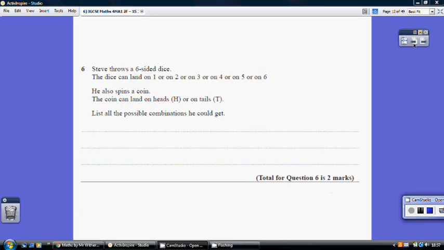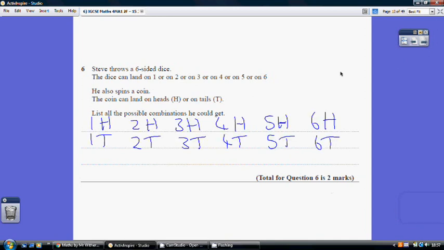Question 6. So we're throwing a dice, a 6-sided dice, and we're also spinning a coin that can land on heads or tails. So all the various combinations, well, we could throw a 1 with the dice and have a heads or a tails, a 2 with the dice and have a heads or a tails, and so on. So there are 12 possible combinations. All of those have to be listed.